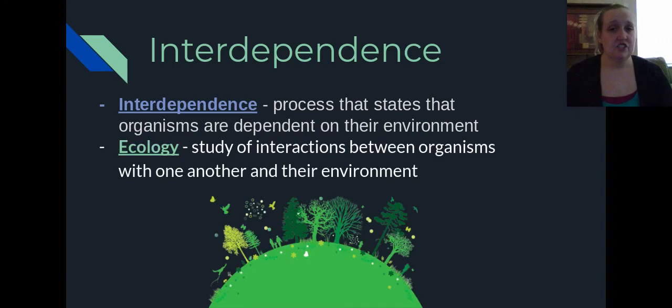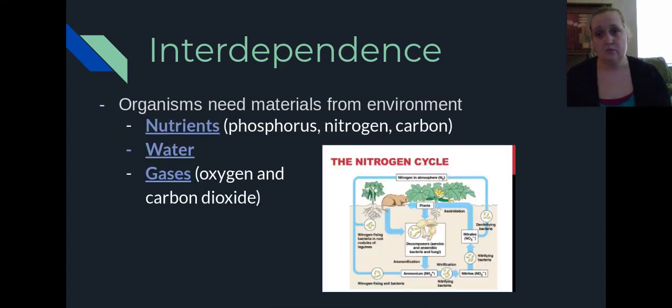Our last theme is interdependence. Interdependence has to do with ecology and deals with ecosystems. Interdependence is the process that states that organisms are dependent on their environment. All organisms need their environment. You need shelter, food, water, and all of these things originate in the ecosystem. Now, ecology has to do with interdependence. Ecology is the study of interactions between organisms with one another and their environment. Ecology is something we will get into in more detail second semester.